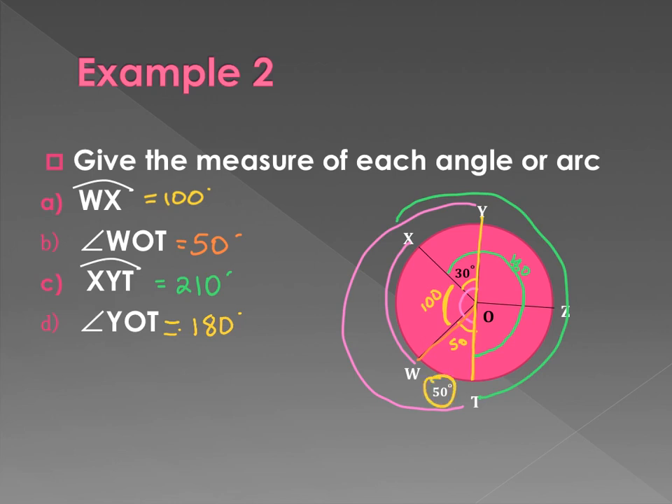So if the arc is 50, the angle is 50. If the angle is 50, the arc is 50. It works both ways. Right now we're only doing central angles. All of these vertices will be on the center. Eventually we'll learn a couple of different ways. What happens when it's not at the center? Then we'll learn how to find those too.